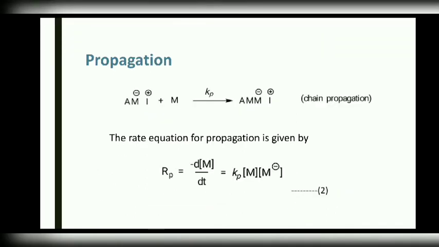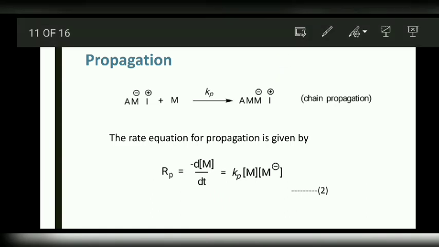Then the second step is propagation. So what happens here? The addition of monomers one after the other, leading to chain growth, takes place, right? So this is the carbanion formed in the initiation step, and to this the addition of monomer takes place. Fine. And the rate constant of this propagation step is Kp.